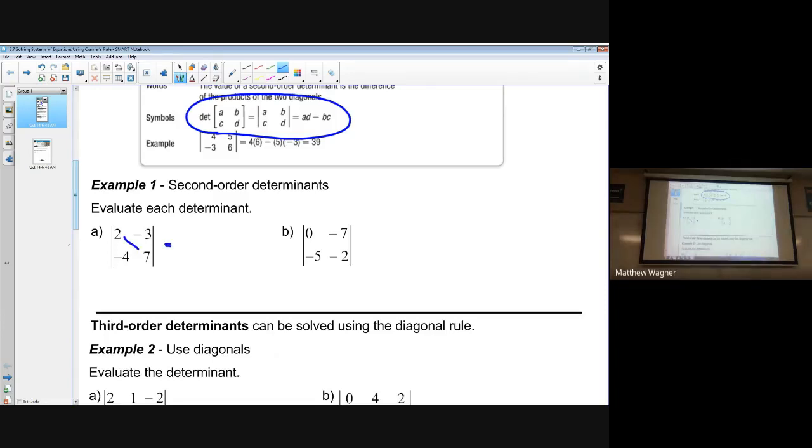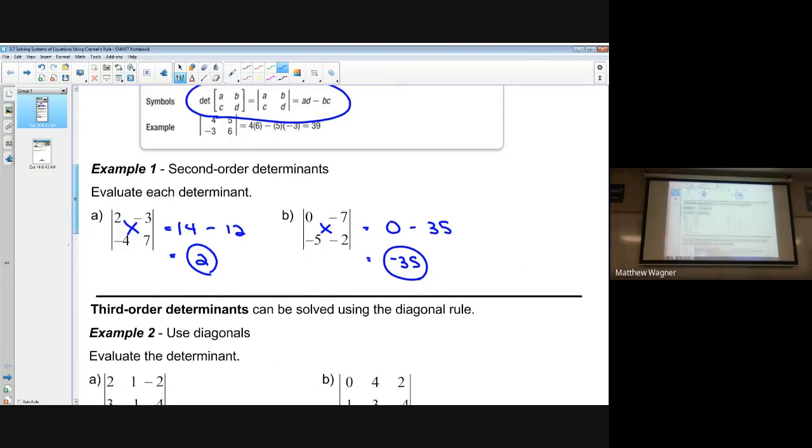So again, I'm going to take the product of each diagonal, which is 14 and 12, and then you're going to subtract the 2. So the determinant of this matrix is 2. If we look at the second one, we find the product of each diagonal. So we have 0 and 35, and then we're going to subtract the 2. The determinant of this matrix is negative 35. All right. 2 by 2s, again, very straightforward when finding determinants.